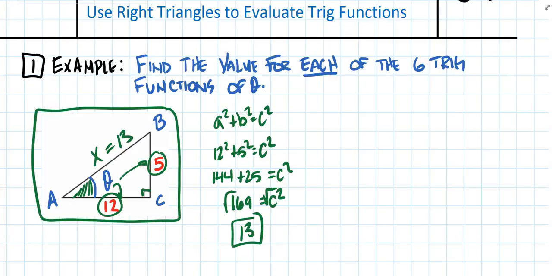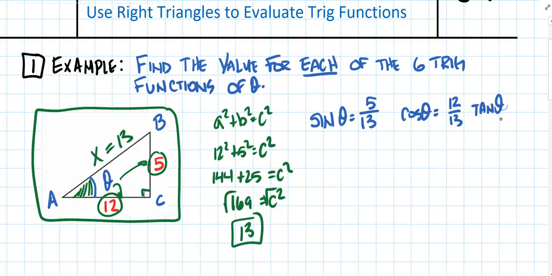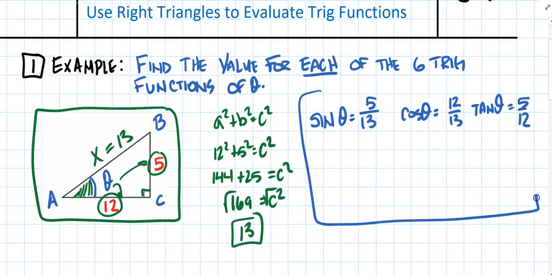Okay, from here it couldn't get any easier because we have definitions that tell us what the sine of theta is, right? The sine of theta is the ratio of the opposite side to the hypotenuse, so it must be a value of 5/13. The cosine of an angle theta is the ratio of the adjacent side to the hypotenuse, that must be 12/13. The tangent is the ratio of the opposite to the adjacent, so it has to be 5/12.